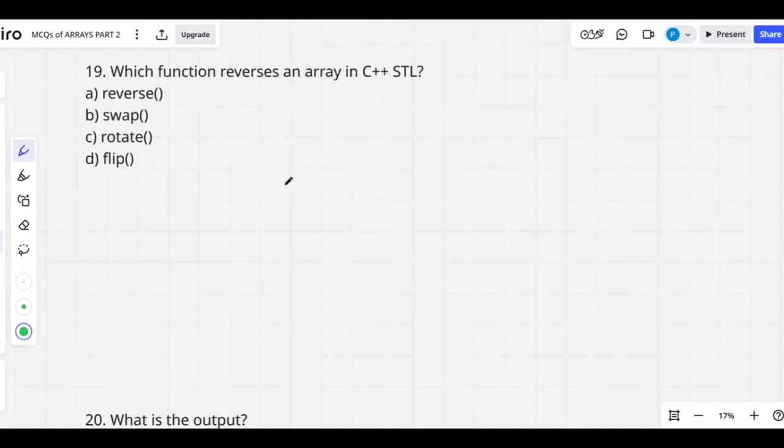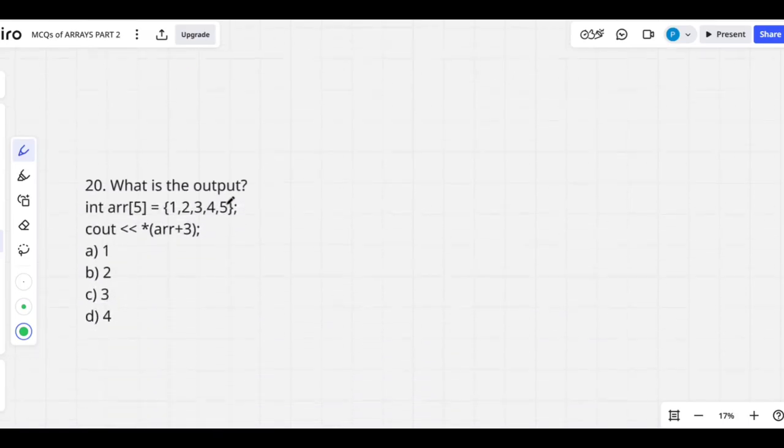Question number 19 is: which function reverses an array in the C++ STL? The options are reverse, swap, rotate, or flip. So option A is the correct one, the right answer for question number 19. Now moving to question number 20.